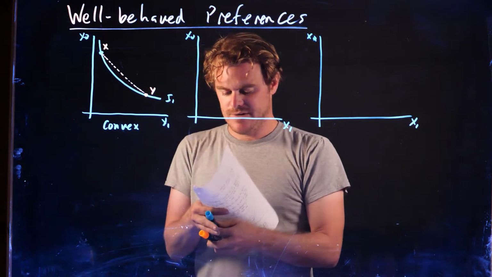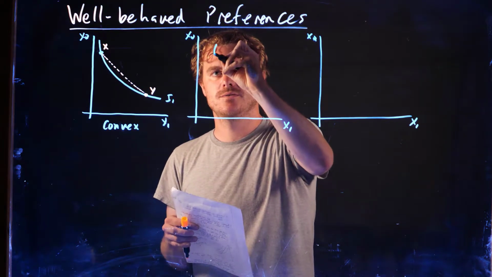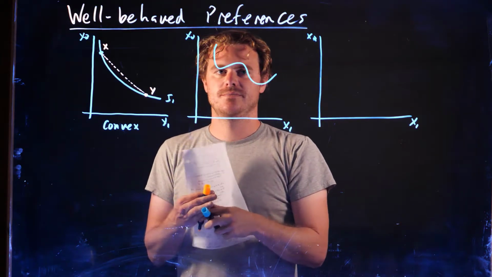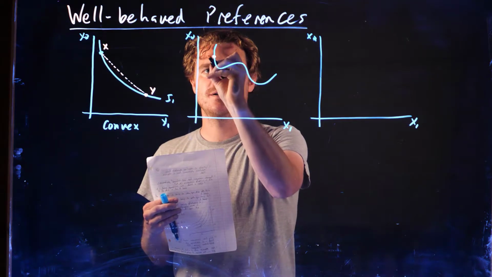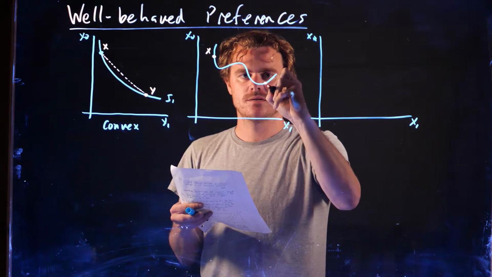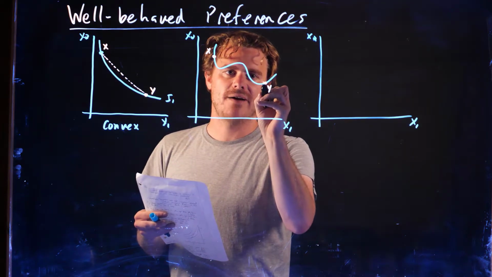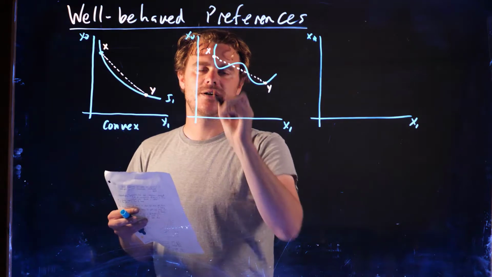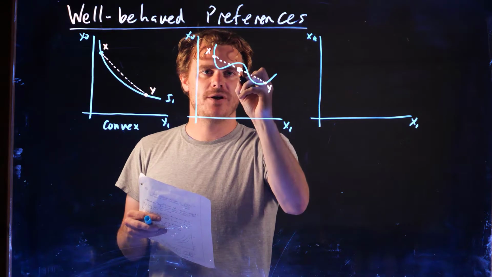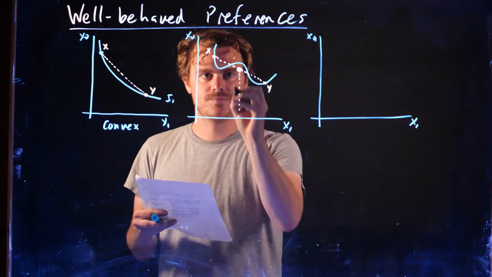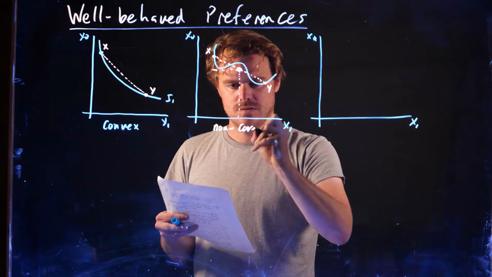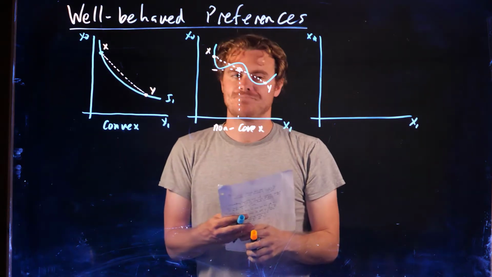Another example of something that's non-convex would be something like this. And again, let's say x up here and y down here somewhere. And if we take a weighted average, it's going to be like a straight line between them, or a dotted line, depending on what weight we use. Well, here, this bundle is on a lower indifference curve. So this is non-convex. It's kind of crazy shaped, right?